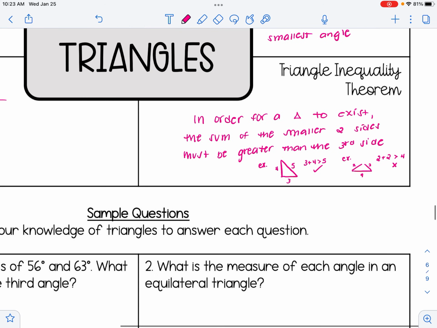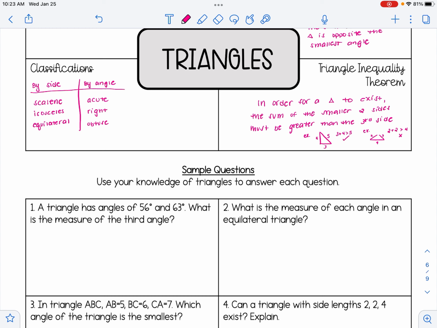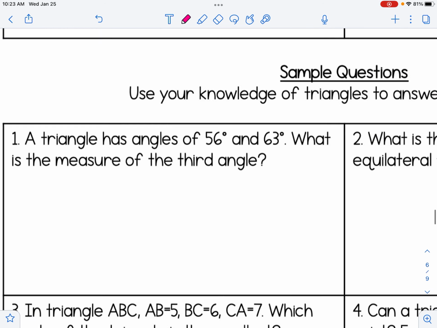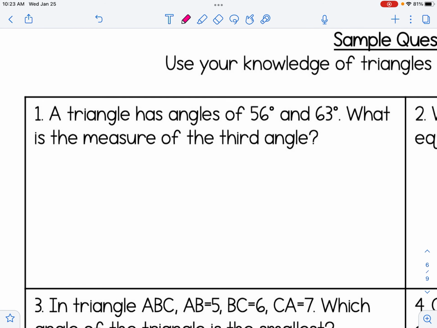So let's take a look at some sample questions that go through those 4 ideas, and we'll practice them thoroughly. Starting with number 1, a triangle has angles of 56 and 63. And we want to know what is the measure of the third angle. So we know that 56 and 63 gives us a sum of 119. Since the angles in a triangle add up to 180, let's subtract that from 180 to find the missing angle. And our third angle is 61 degrees.